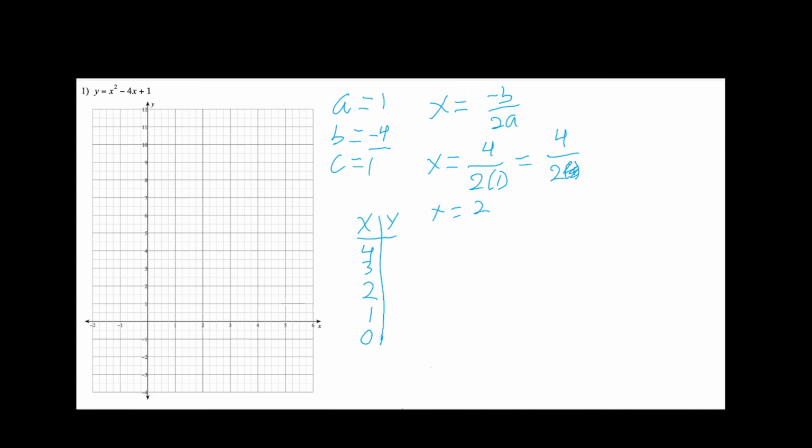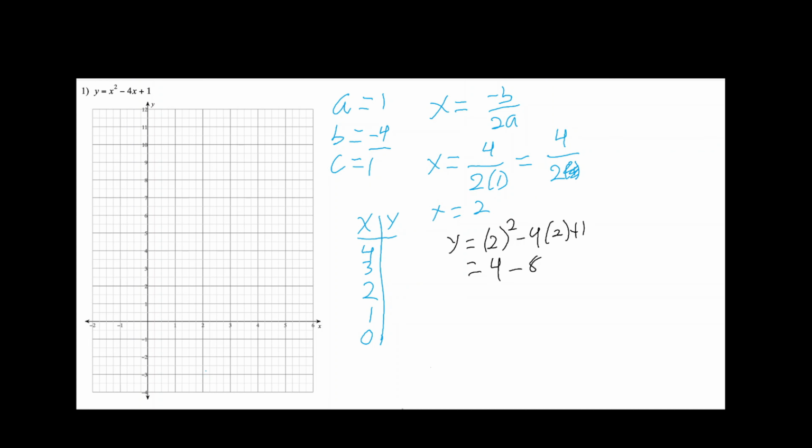So when I take 2 and I plug it into my equation, I get y is equal to 2 squared minus 4 times 2 plus 1. So 2 squared, we get 4 minus 8 plus 1, end up with -3 there. So when x is 2, y is -3. So we go over to 2 and then down to -3, plot our point right there.